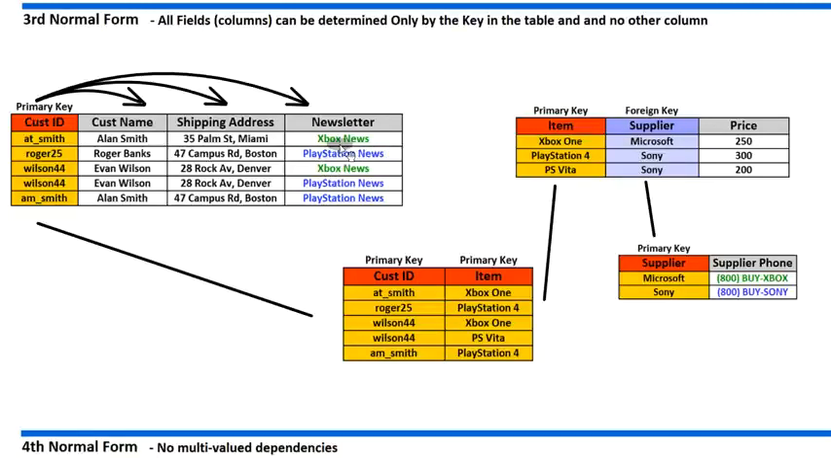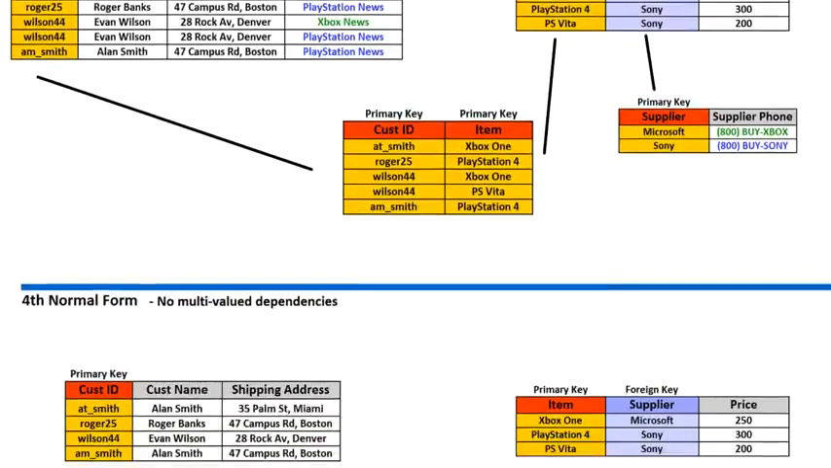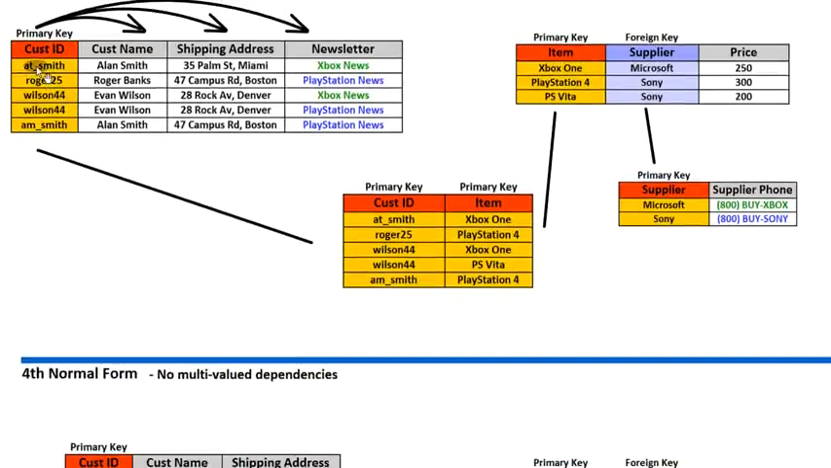So obviously at this point this needs to be separated out, and what I separated out is the customer ID, customer name, and the shipping address as one table, and the newsletter and the customer ID as another table. These remain the same.